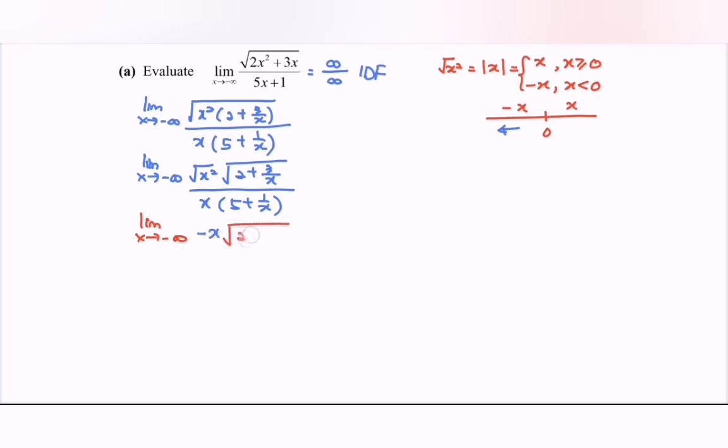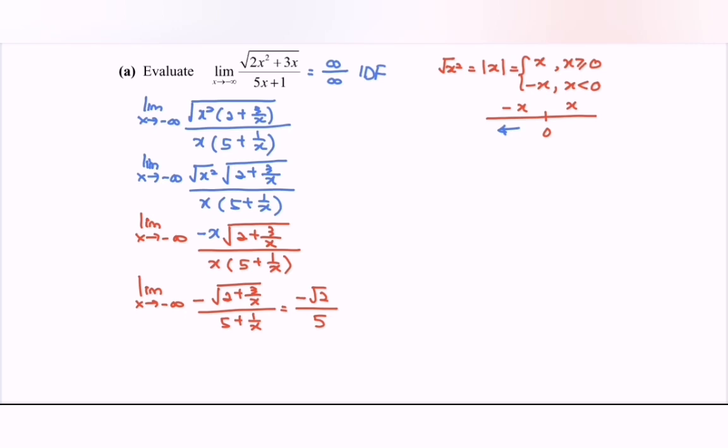Multiply with 2 plus 3 over x, over x multiplied with 5 plus 1 over x. Rewrite the situation. Limit when x approaching negative infinity, we have negative, multiplied with the square root of 2 plus 3 over x, over 5 plus 1 over x. If we substitute the value, we notice that we have negative square root of 2 over 5. So that is the value of the limit.